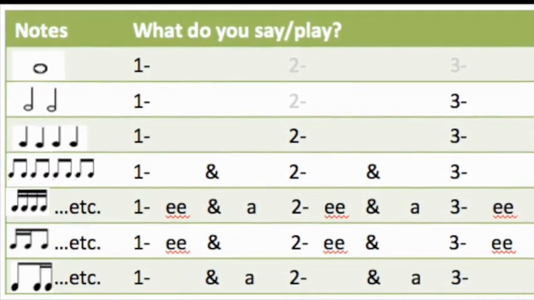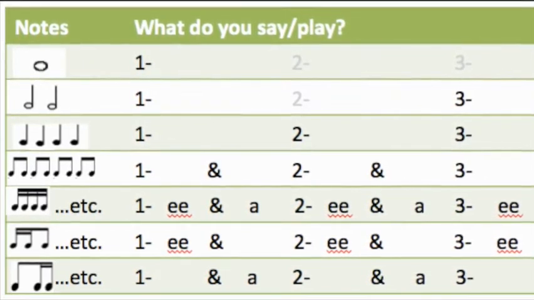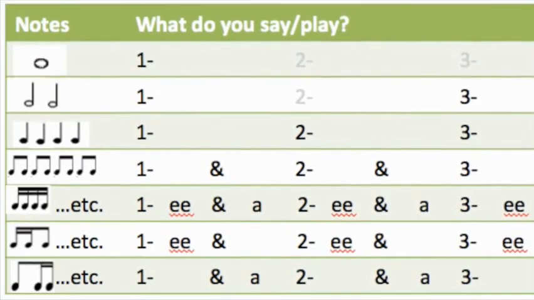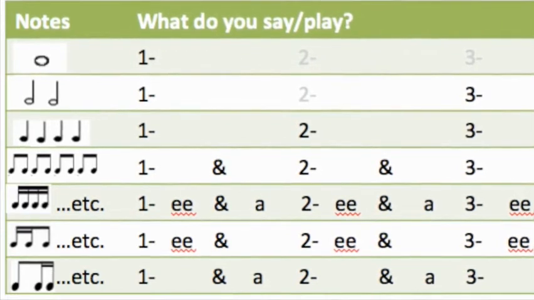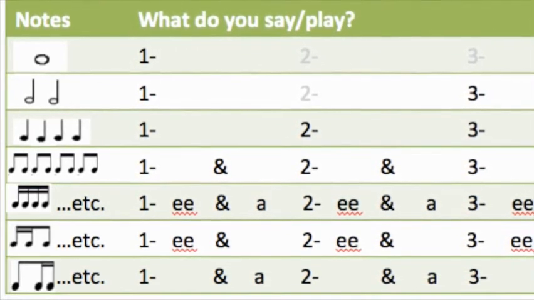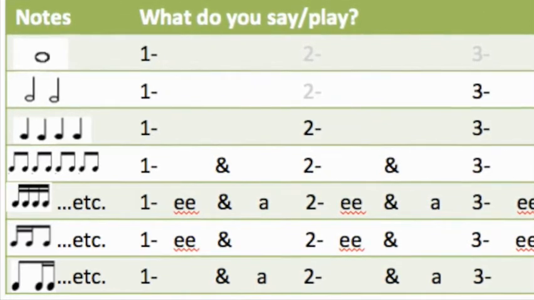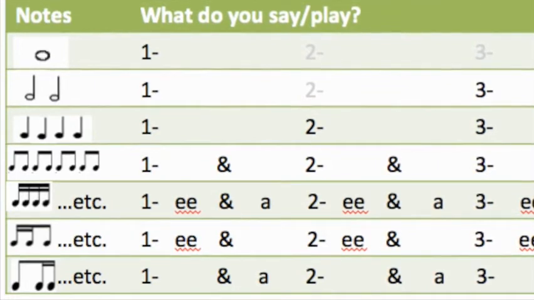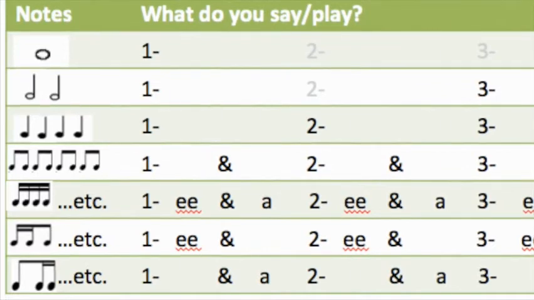1 and 2 and 3 and 4 and, and 16th notes. 1E and a 2E and a 3E and a 4E and a. And then subdivisions of the 16th notes. 1E and 2E and 3E and 4E and. And then also 1 and a 2 and a 3 and a 4 and a. So different ways to count them and to also play them.